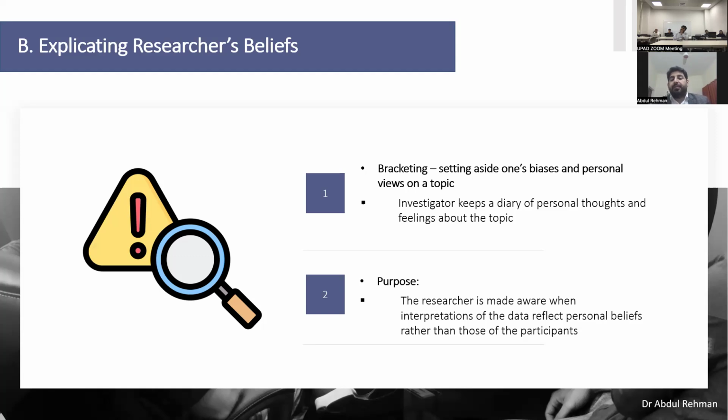So, what was the purpose? The purpose was to get the real information without any bias, without any personal belief. So, at the second stage, we will bracket our biases.